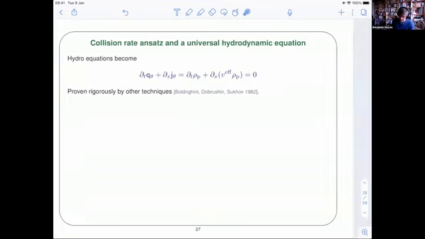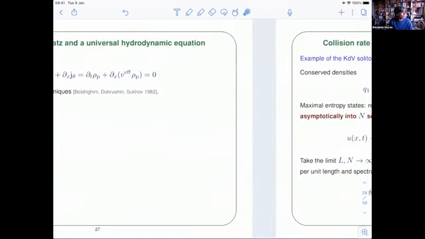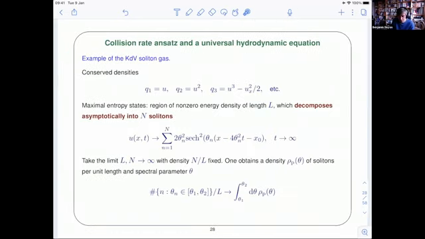So you can then look at the other models, okay, the KdV soliton gas. Well, so this argument of the collision rate ansatz was made already by NTL some time ago. And here, basically, what you think of, well, okay, you have again your conserved densities situation. You want to calculate the maximum entropy states, but here we can restrict ourselves, for instance, to maximal entropy states which are only described by solitons.